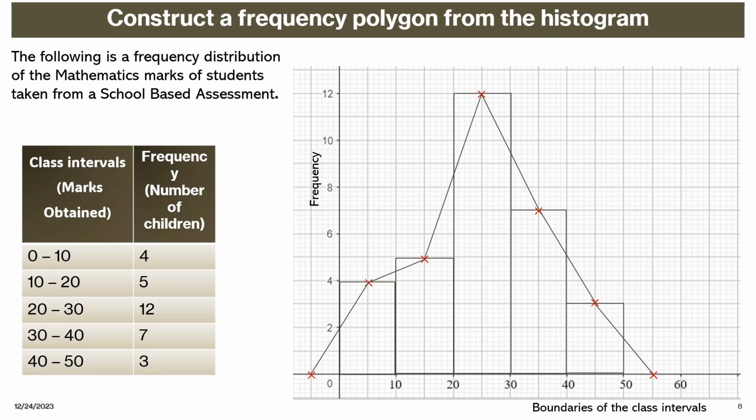Now you can see it is a polygon. This is a line graph and it is a closed plane figure with all straight lines and with the x-axis. And it illustrates the frequencies of the data distribution. Therefore, we call this a frequency polygon.